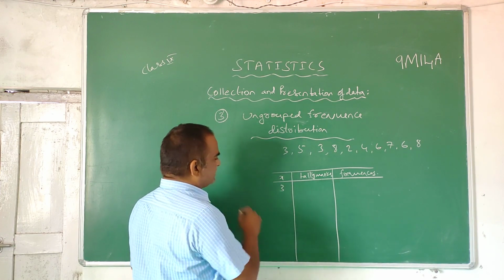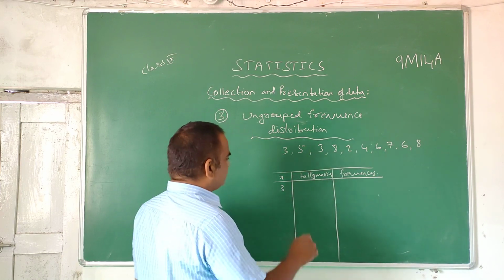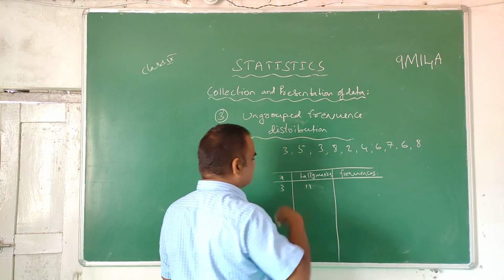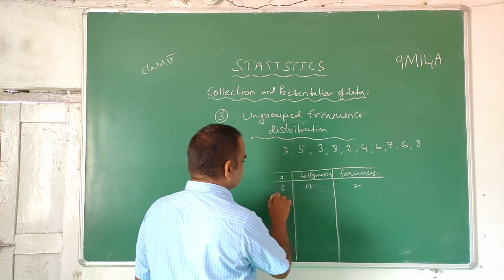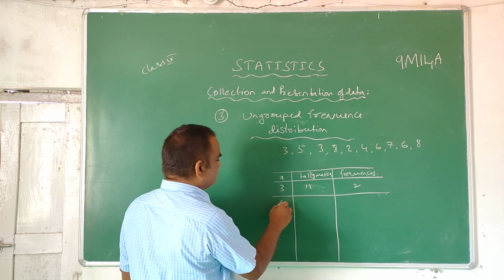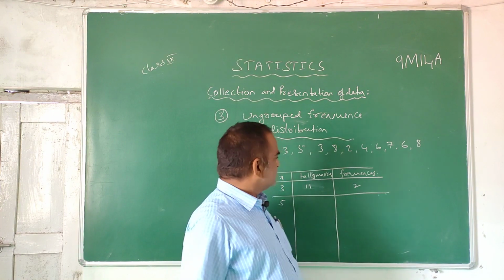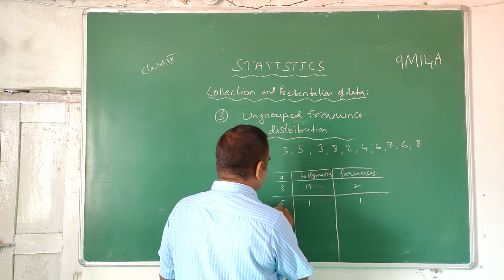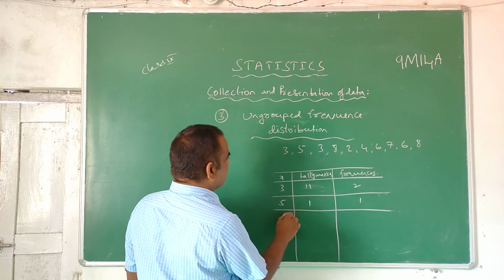Say take 3. How many times is it appearing in the data? 2 times. So for 3, 2 times means you have to give 2 strikes. So that frequency is 2. Next, take 5. How many times are you seeing 5 here? Only 1 time. So give 1 strike. The frequency is 1. And next, 8.